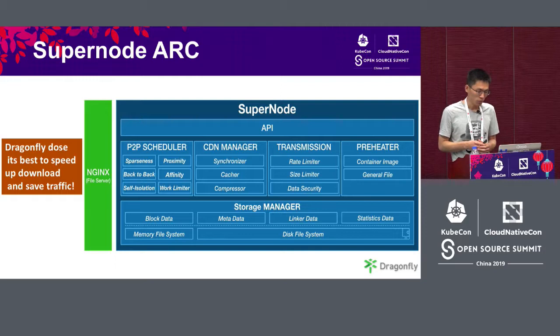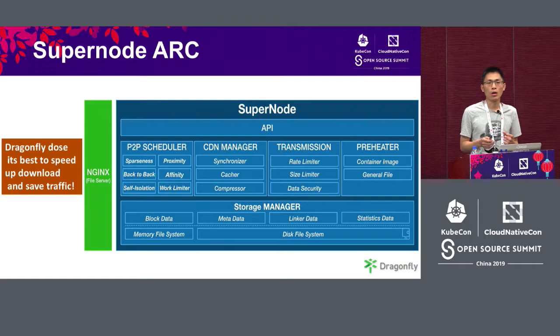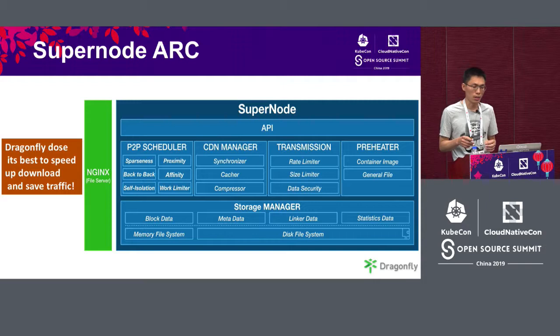And the compressing is also multi-thread. And then transmission, we have the rate limiter that includes the supernode synchronization image and also the client and its downloading speed for the blocks. And then the size limiter, that is the size of the block. For different files, the size would differ.